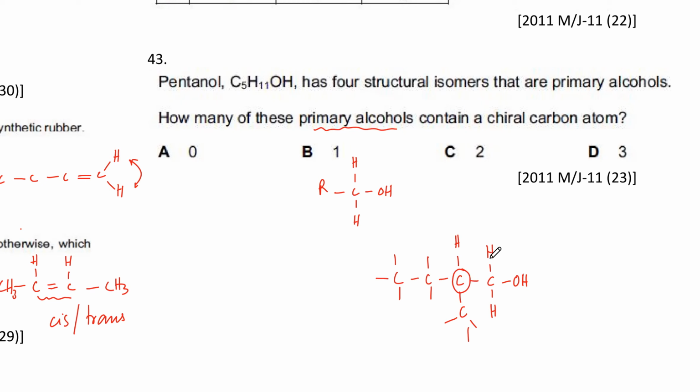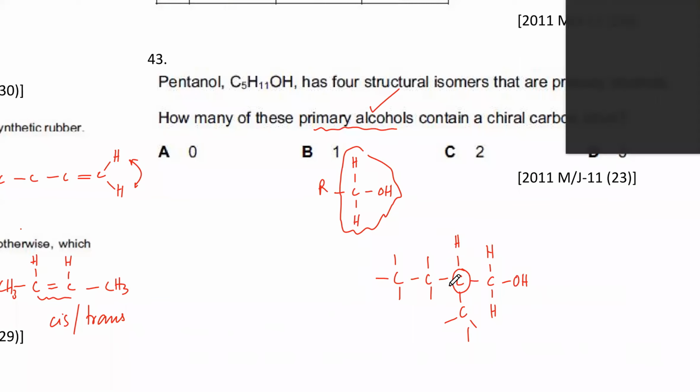And it's also a primary alcohol because it has this group. That was the condition: it has to be a primary alcohol. Whatever structure I make, I want to figure out how many of them could be chiral, or how many of these contain a chiral carbon atom. That's one. Is there any other arrangement that's possible with 5 carbon atoms?